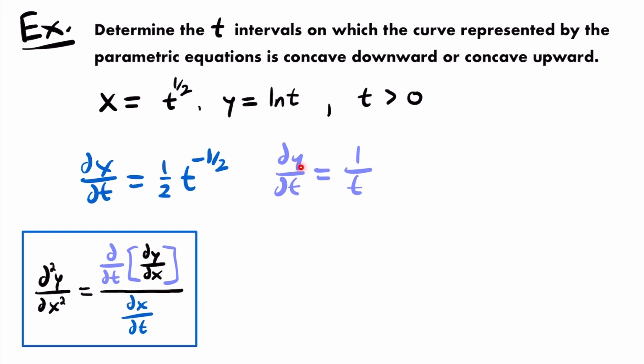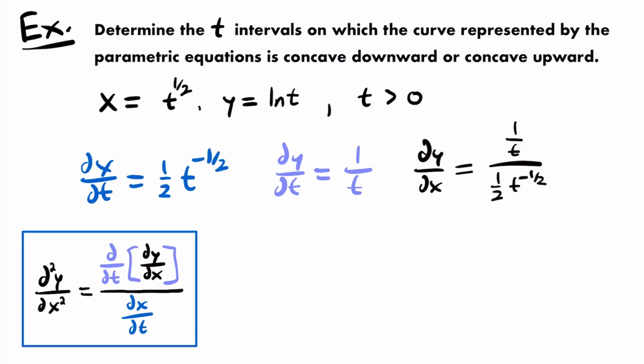Okay, so that's dy/dt, and we also have dx/dt, so now we can find our first derivative, dy/dx. That will be equal to dy/dt divided by dx/dt. So we'll have 1 divided by t, divided by 1/2 times t to the power of negative 1/2. Now let's simplify this a little bit because we're going to need to take the derivative of this again to find our second derivative.